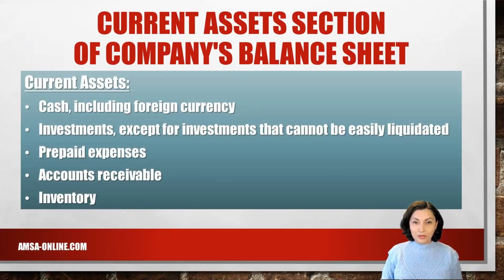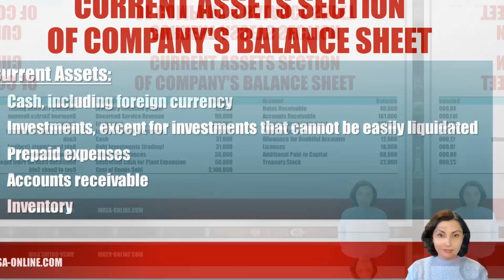There are many types of current assets which vary by industry. Generally, the following asset types are classified as current assets: cash, including foreign currency; investments, except for investments that cannot be easily liquidated; prepaid expenses; accounts receivable; and inventory.